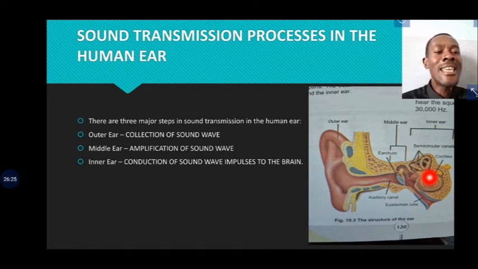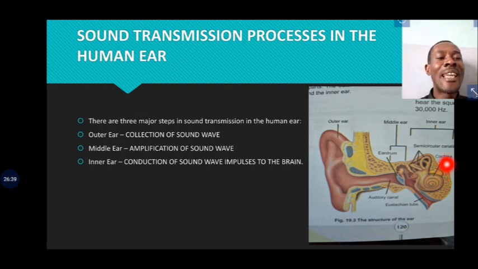The inner ear is where you have the cochlea, the main organ that detects sound waves. Once the sound reaches the cochlea, it takes the impulses from the sound and pushes them off to what are known as the auditory nerves. The auditory nerves are part of the inner ear.